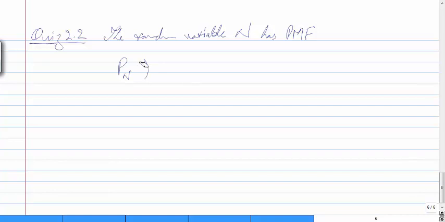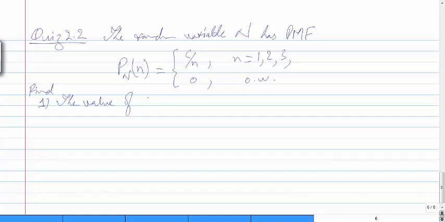Let me rewrite this. P_N(n) is equal to C divided by n, where n is 1, 2 and 3, and 0 otherwise. Now the question is to find, first one, the value of the constant C. So this is the first question. Now we will refer to how we solve this.